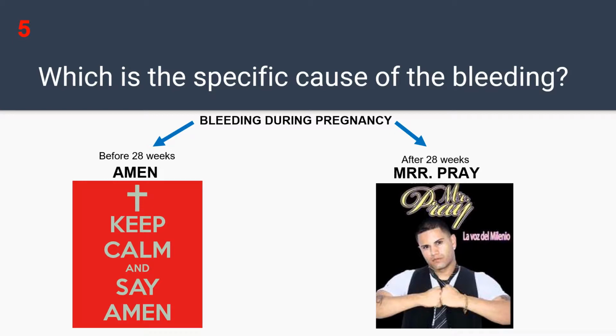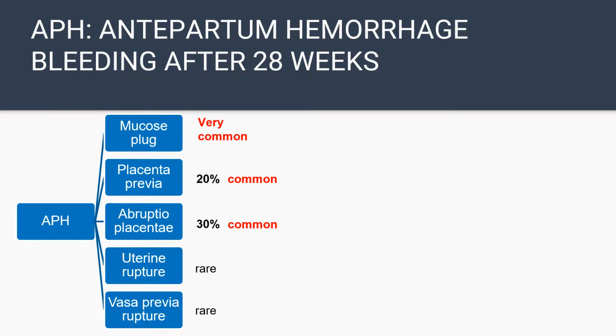And for that, we will remember another religious mnemotechnic word, that is Mr. Pray. Mr. Pray, we're going to talk about him in the next slides. So, antepartum hemorrhage is the bleeding after 28 weeks, by definition. Because after 28 weeks here in Mbagathi hospital, in our MBU setting, in our hospital setting, we have a chance to save this fetus.